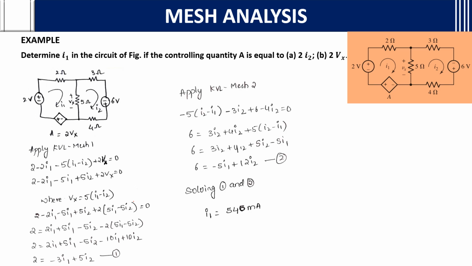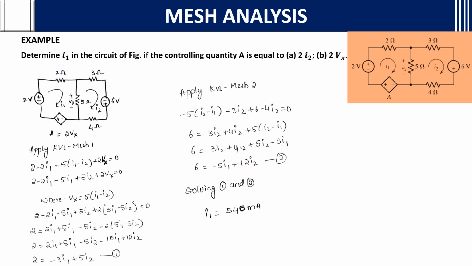After that, you need to apply KVL to mesh 2. By applying KVL to mesh 2, what you will get? Minus 5 into (I2 minus I1) minus 3I2. Here it is plus minus. So minus 3I2 plus 6 minus 4I2. After solving this, you will get the second equation.